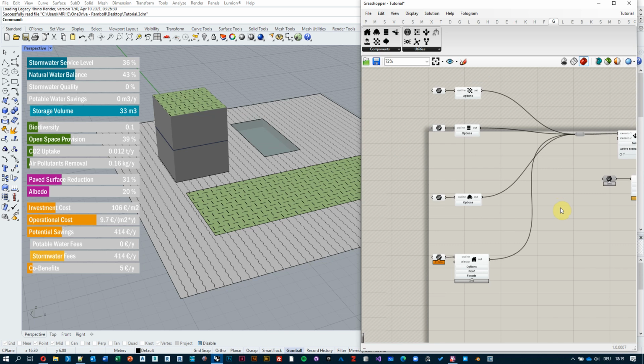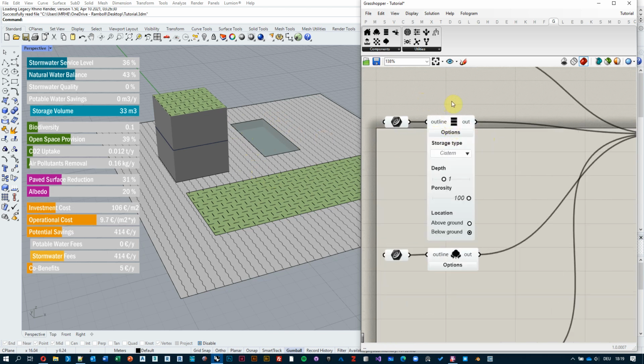Now that we have a good understanding of what individual components do and how to connect them together into a bigger network, let's look at one of the example workflows focusing on potable water savings. At the moment you can see that we are not saving any potable water and there's no rainwater reuse in the drawing. And to make that happen, we need to have at least a few components selected and connected together.